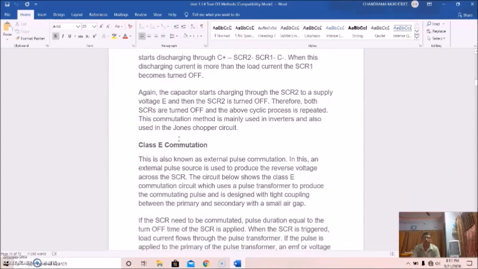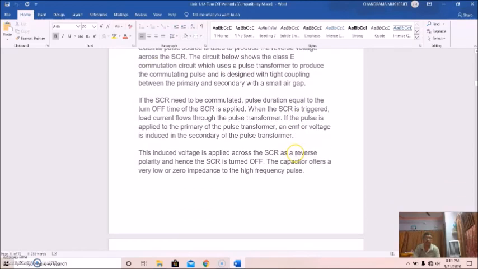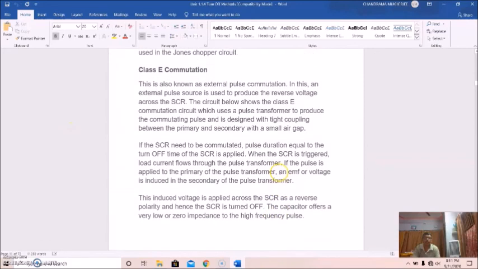That was class D operation. Now we'll quickly go through class E operation. This is external pulse commutation, where an external pulse source is used to produce the reverse voltage across the thyristor to be turned off. The circuit is shown here. In this circuit, the pulse transformer has a very tightly coupled primary and secondary. The air gap is very minimal.